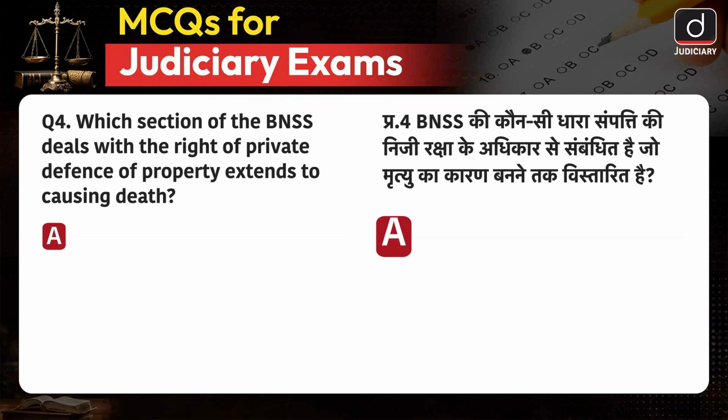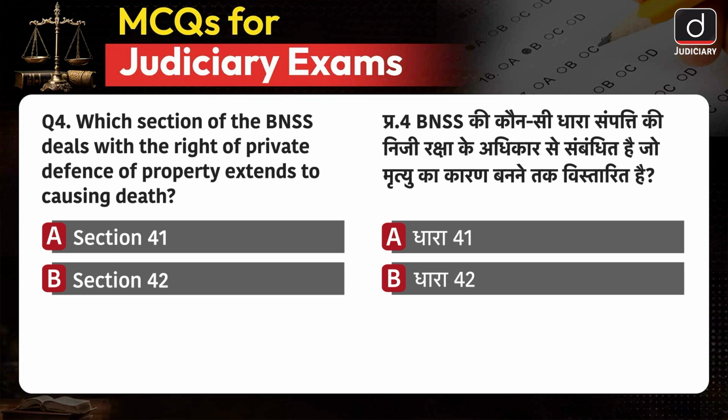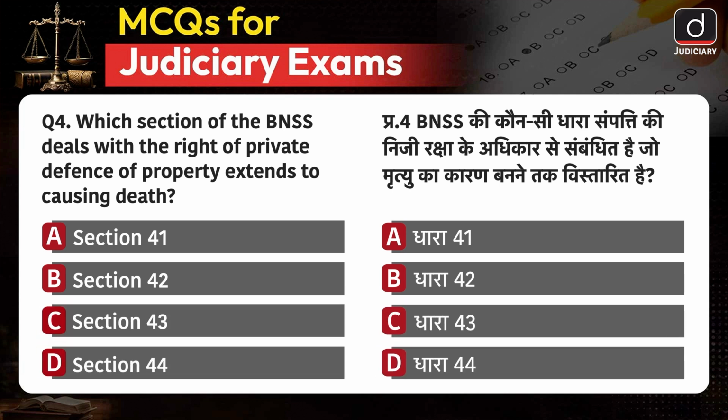Fourth question is, which section of the BNSS deals with the right of private defense of property extends to causing death? Option A, Section 41. Option B, Section 42. Option C, Section 43. Option D, Section 44. The correct answer is option A, Section 41.